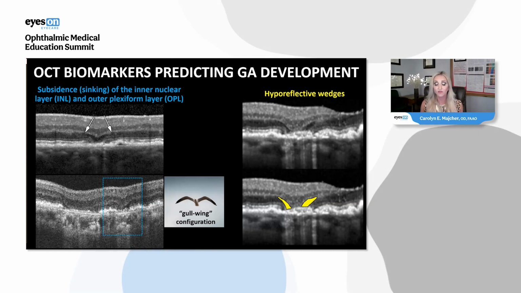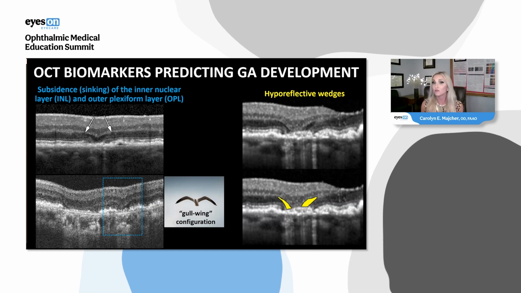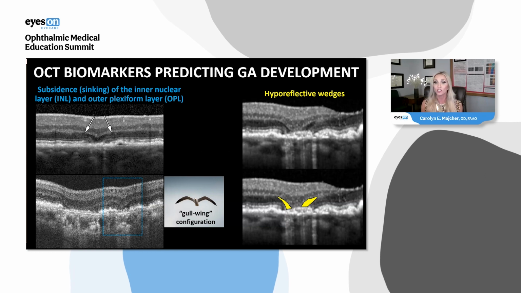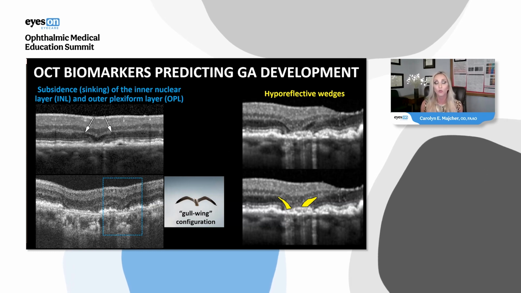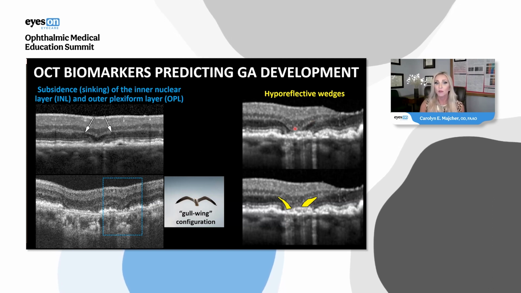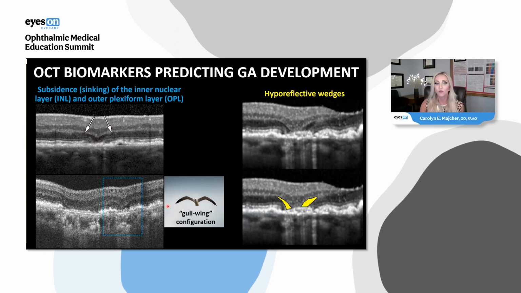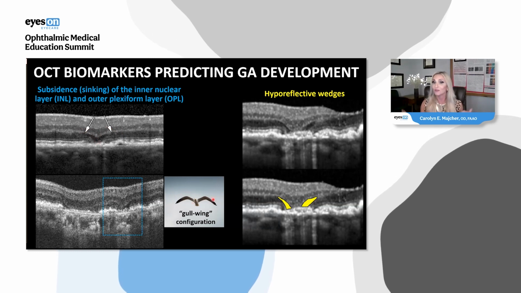I'm going to digress from the case for just a moment to really point out and bring home what the early features of geographic atrophy are, which in a clinical setting means that this is a patient I should watch very closely for development of full-blown GA that I would want to refer out for consideration of complement inhibition therapy. So we talked about these hyporeflective wedges, usually a pair on either side of geographic atrophy early lesions. And then we talked about sinking or subsidence of the outer plexiform layer that tends to form this gull wing, seagull type of configuration.